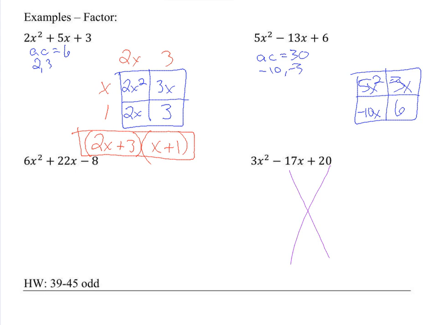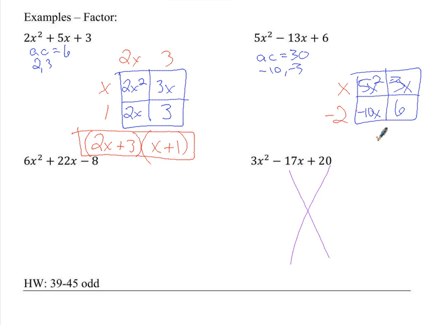Now what? GCF for each row and each column. So for the top row, the GCF is x. For the bottom row, the GCF is negative because that first box is negative. And then for 10 and 6, the GCF is 2, so negative 2.